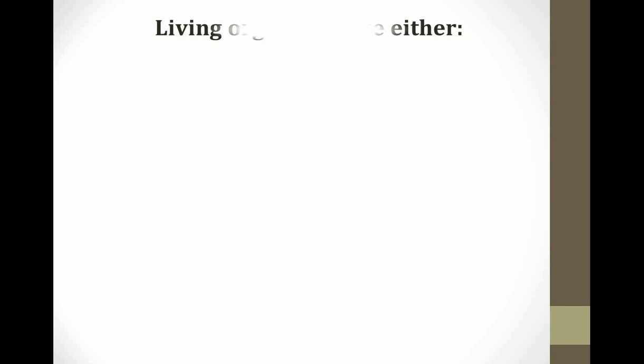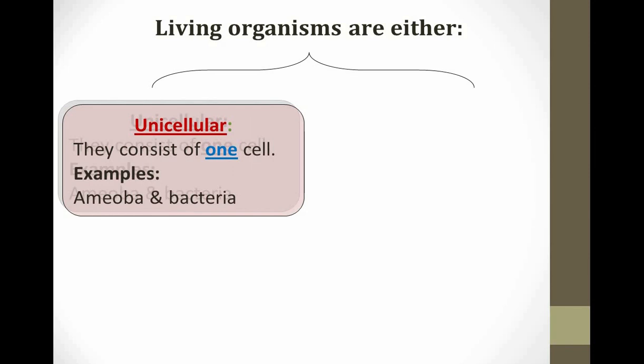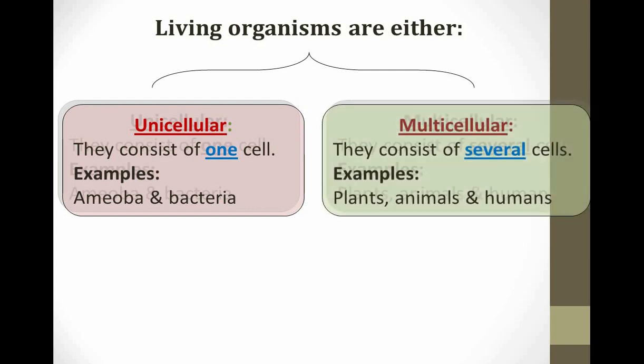Number 1, or lesson 1: living organisms can be classified into two types. Number 1, unicellular living organisms. Number 2, multicellular living organisms. Unicellular means their bodies consist of one cell, for example, amoeba, paramecium, euglena, and bacteria. Multicellular organisms are living organisms whose bodies consist of several cells, for example, plants, animals, and humans.